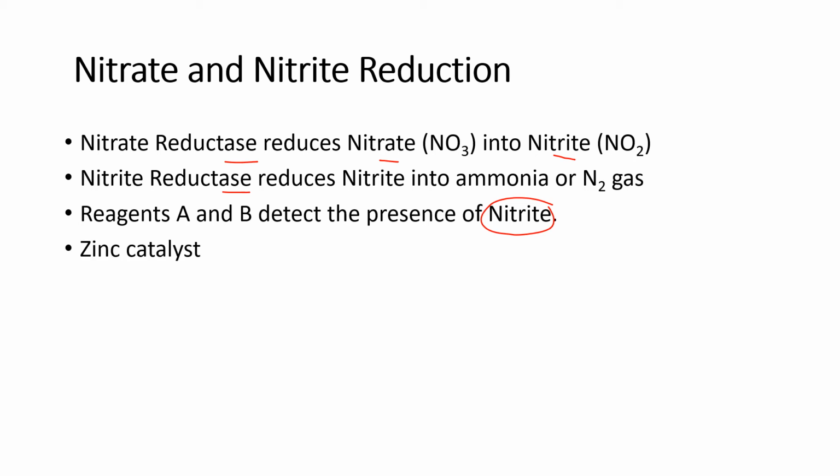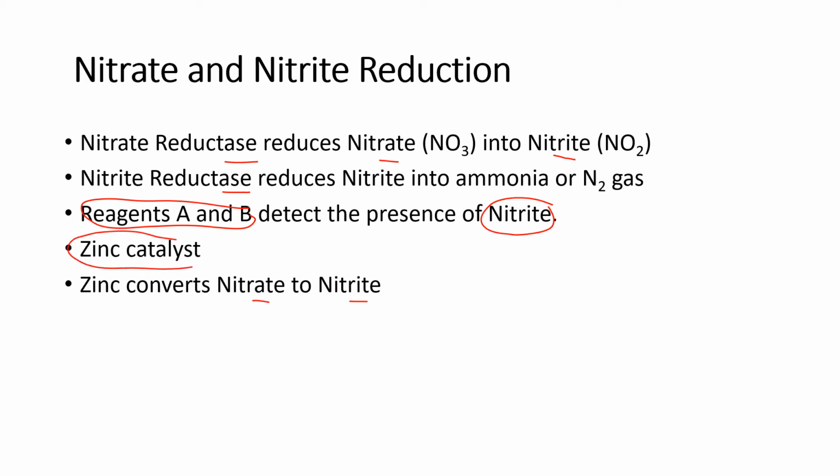You will also possibly be using a zinc catalyst, and what zinc does is it catalyzes the reaction converting nitrate into nitrite. So the two sets of reagents you would be using are reagents A and B first, and then depending on that result, you would determine if you need to use the zinc catalyst.